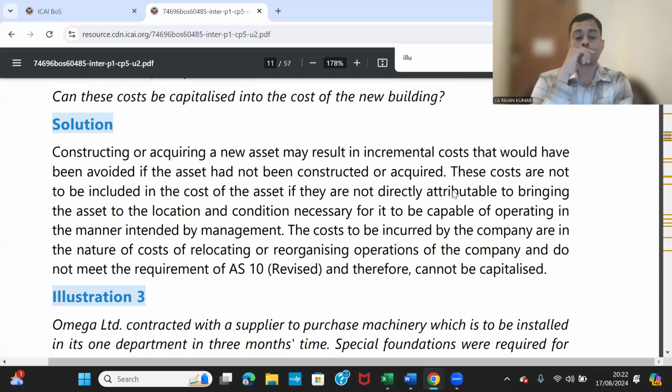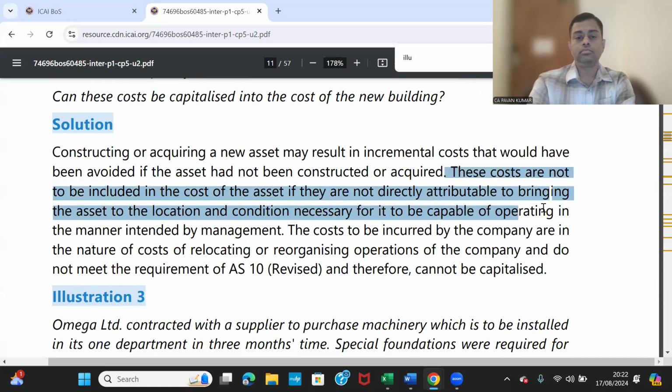Constructing or acquiring a new asset may result in incremental costs that would have been avoided if the asset had not been constructed or acquired. These costs are not to be included in the cost of the asset if they are not directly attributable to bringing the asset to the location and condition necessary for it to be capable of operating in the manner intended by the management. The costs to be incurred by the company are in the nature of costs of relocating or reorganizing operations of the company and do not meet the requirements of AS 10 revised and therefore cannot be capitalized. That's it. Simple.